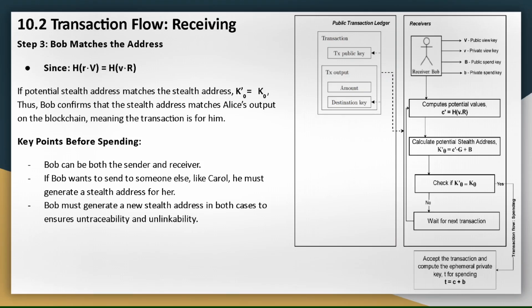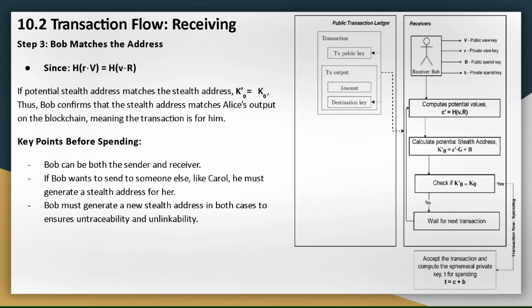Now Bob matches the transaction, since the hash of small r into capital V equals the hash of small v into capital R. One part is calculated by Alice, the other part is calculated by Bob. When he matches, the potential address matches the stealth address. Thus Bob confirms that the stealth address matches Alice's output on the blockchain, meaning that the transaction is for him.